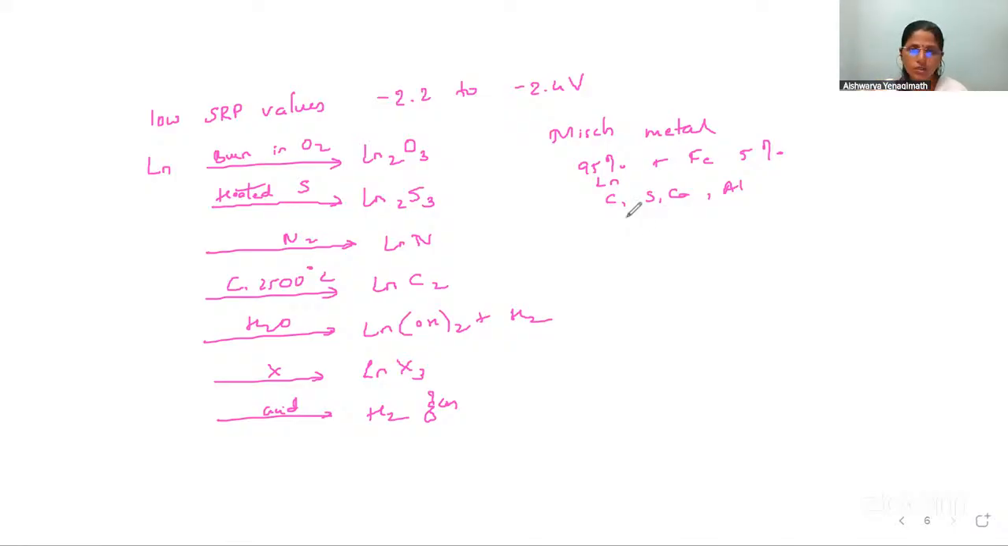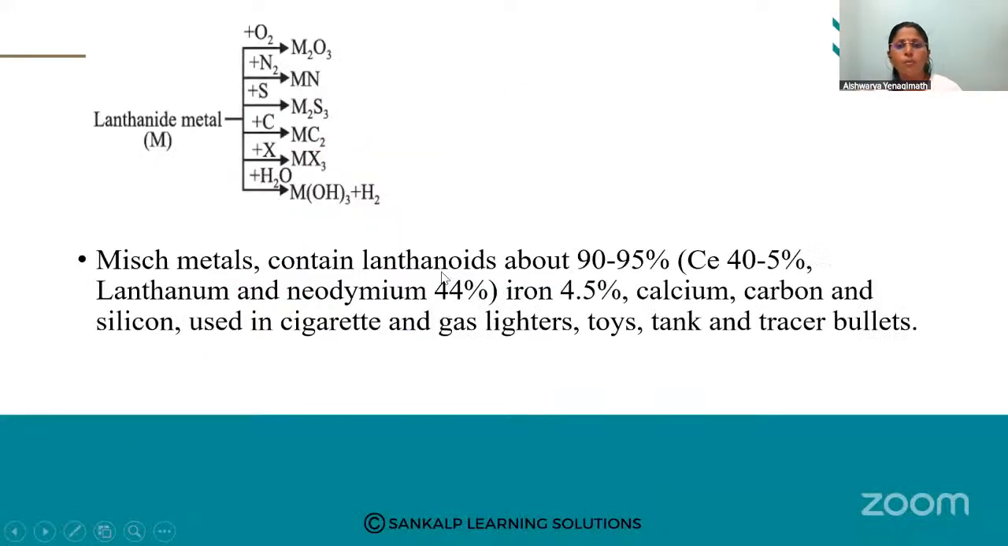Oxides are used in industries. And as you see, some of the lanthanide ions, because of a strong reducing nature, you can use them as reducing agents. Individual oxides of lanthanides are used as phosphors in television screens and fluorescent screening also. So these are some of the applications of lanthanides. You can see here the reactions are given. Mish metals contain about 90 to 95% of lanthanide, then 4.5% of iron, and traces of calcium, carbon, silicon. Used in cigarettes and gas lighter toys, tank and trace bullets.